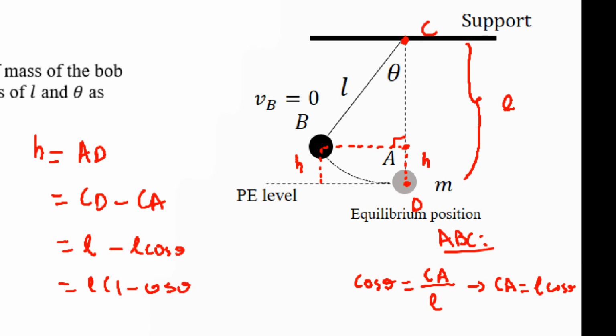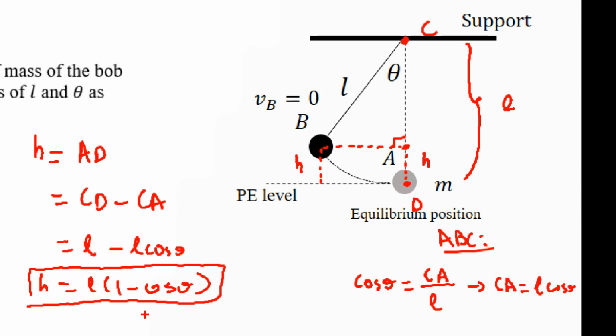So basically the height from the center of mass of the bob to the PE level, which is chosen at the equilibrium position, in which theta is the angle with the vertical and L is the length of the string, is given by the following function: L times 1 minus cosine theta. So it's good to keep in mind this expression. How can you make sure that this expression is correct?